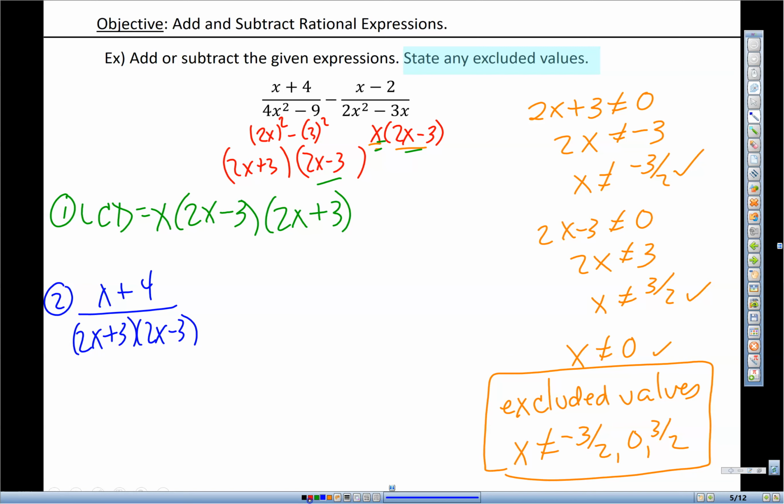So comparing the factors in this denominator to the LCD, it's missing the x. So that's what I use to create my ratio of 1. Sorry, trying to get my color to change here. There it goes.